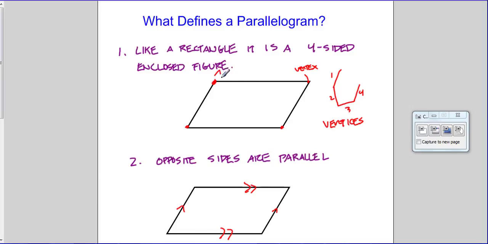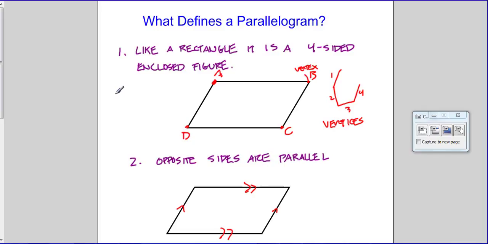You could name these vertices A, B, C, D, or whatever letter you want. And then you could call this parallelogram ABCD or parallelogram ADCB. It doesn't matter whether you go clockwise or counterclockwise when you name the parallelogram. You could start at any vertex. This could be parallelogram CDAB or parallelogram CBAD.